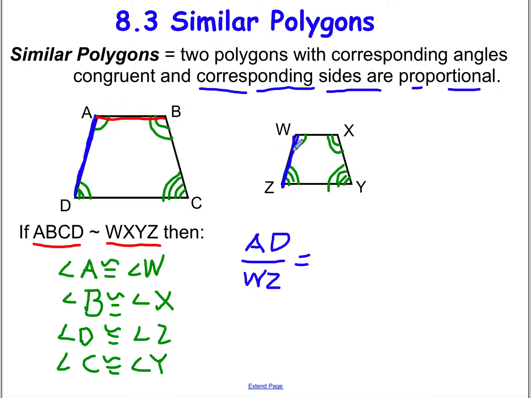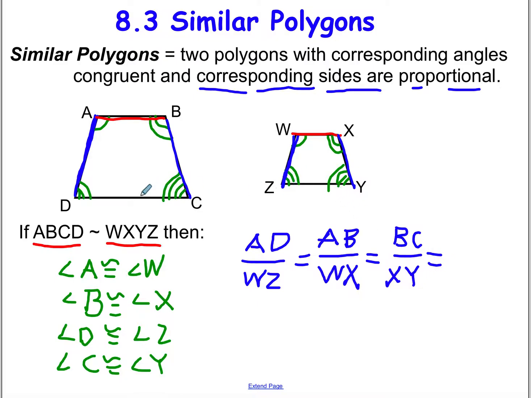AB corresponds to WX. So if AD and WZ have that relationship, then if these two things are proportional, we know AB and WX will have that exact same relationship. When I divide AD and WZ and I divide AB and WX, those proportions, those ratios should be the same. And we can keep going: the relationship now between BC and XY will be the exact same.